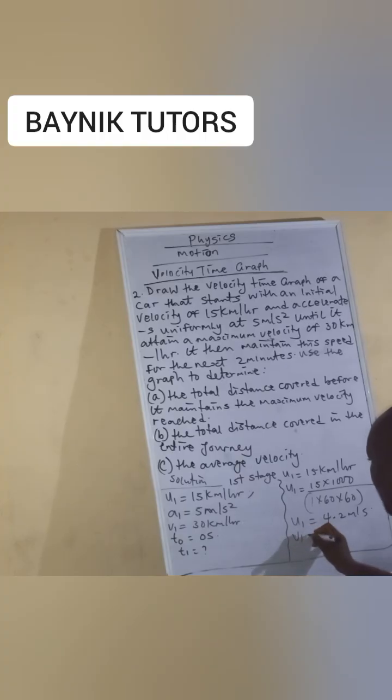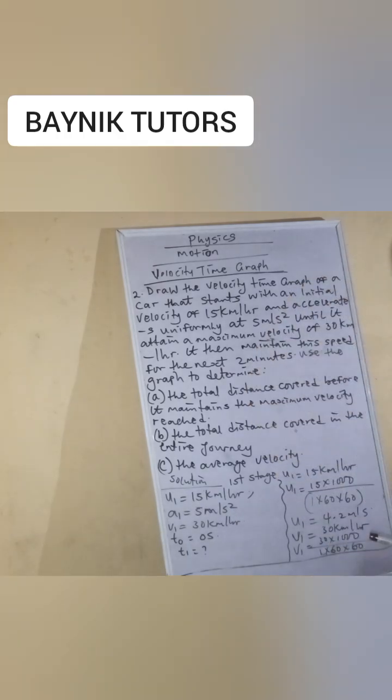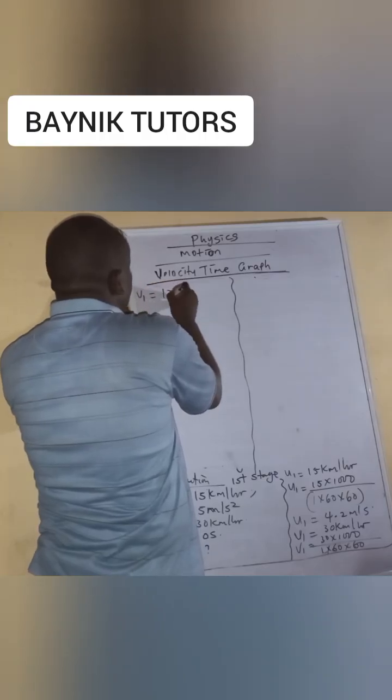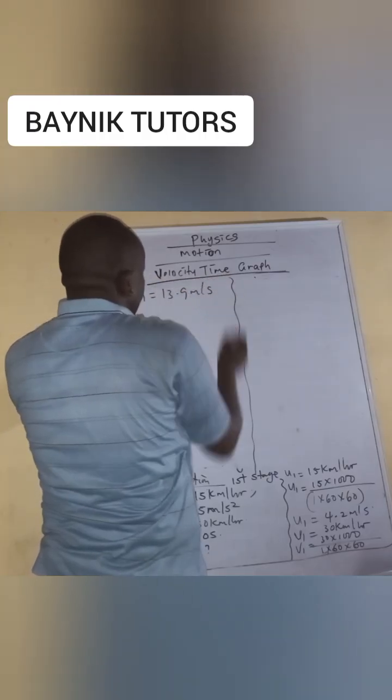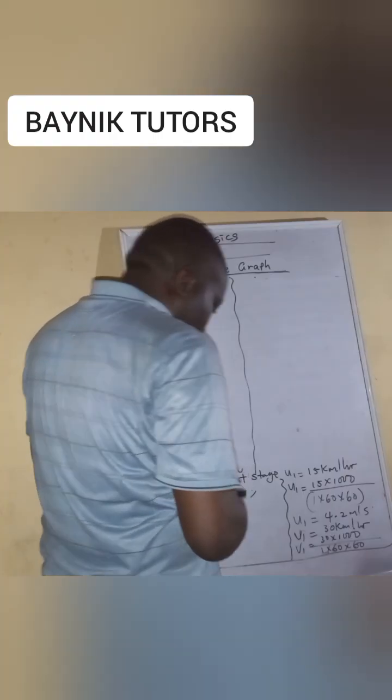The same thing for final velocity. That will be 30 km per hour. So here V1 will just be 30 times 1000 over 1 times 60 times 60. So clean this up. V1 is 13.9 meter per second. So that's settled.